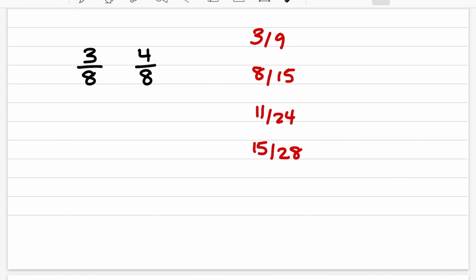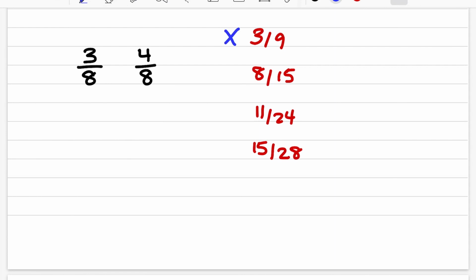3 over 8 is closer to 1 than 3 over 9, because 3 and 8 are closer together than 3 and 9 are, which means that 3 over 9 is smaller than 3 over 8. So if this were a number line, 3 over 9 would go on this side, whereas we want something in between. So using that, we can say 3 over 9 is not the right answer.